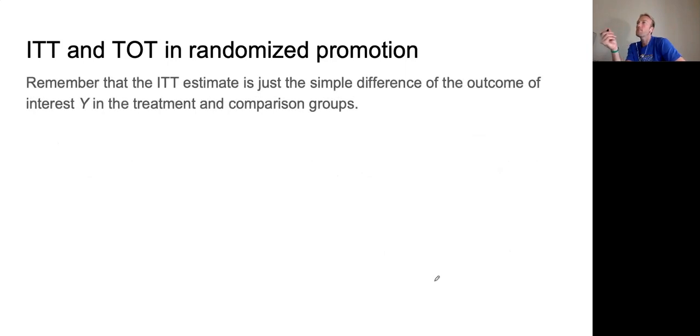So in the randomized promotion strategy, remember the ITT estimate is just the simple difference of the outcome of interest Y in the treatment and comparison groups.